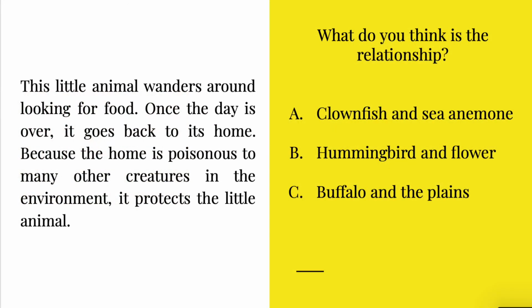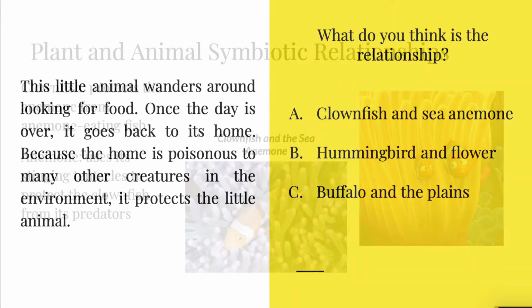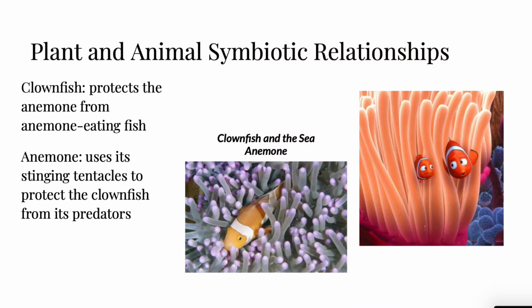Here is the next situation. You can pause the video to read it over before guessing. The clownfish protects the anemone from fish that might eat it, and the anemone uses its stinging tentacles to protect the clownfish from its predators. You might have seen this example in Finding Nemo.